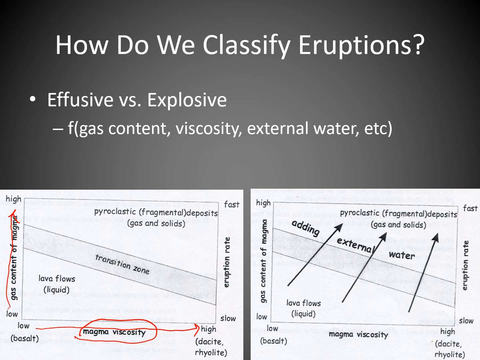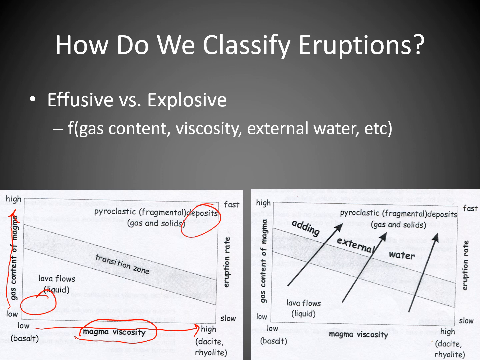So if you don't want your volcano to explode, what's your gas content? Low, okay? And if you don't want your volcano to explode, what viscosity should you tend towards? Low or high? Low. You want it runny so the gases can escape and not build up pressure. So you want to be down in this area for effusive, right? If you want explosive, you want high gas and sticky magma, right? So you want to be up here.